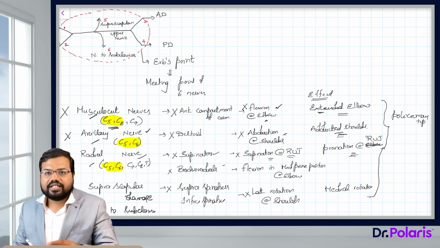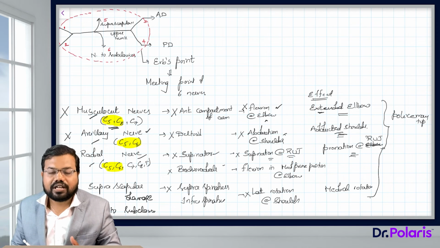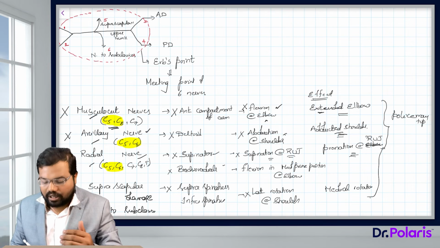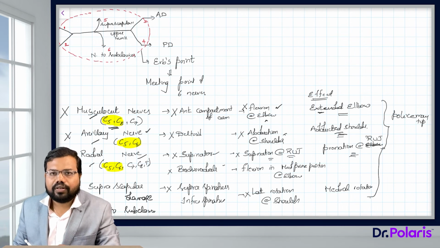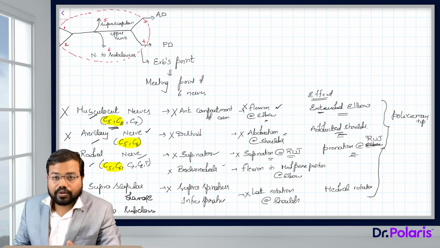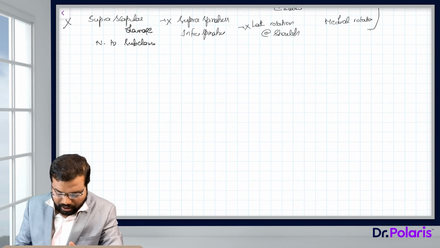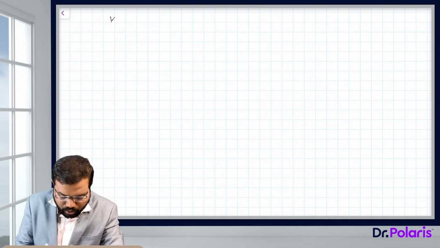So all these changes together happen because of the corresponding nerves which are affected. Please remember these nerves and what the effects are. If you just want to memorize the things, you can memorize. There is nothing wrong in it. But if you understand in a stepwise sequence, that will be more beneficial. Okay. So that's about Erb's paralysis. Next, coming to the lower trunk injury called Klumpke's paralysis.